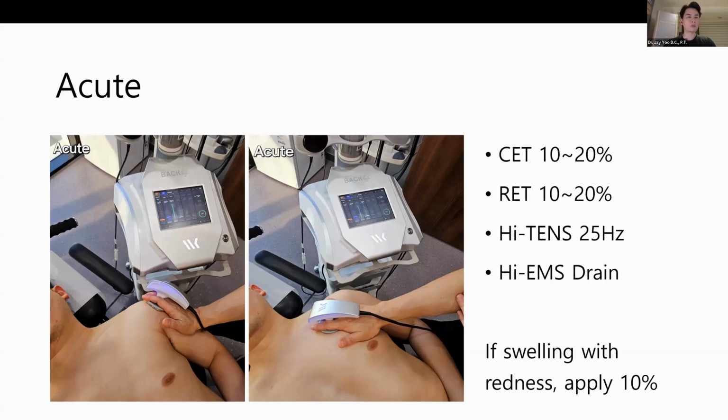The first picture is for 20% RT and 25 hertz of high tense on the rotator cuff. The second picture is high EMS drain on the pectoralis.